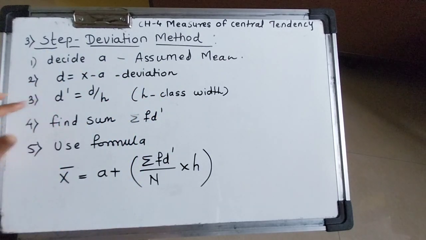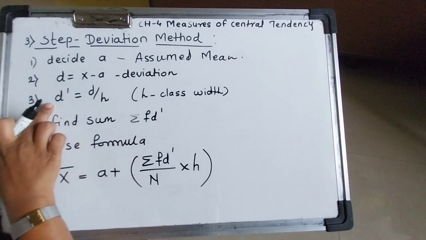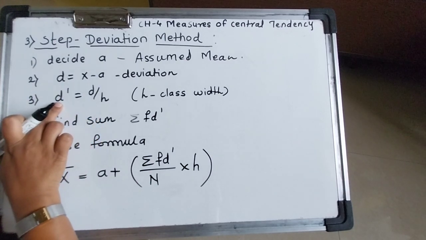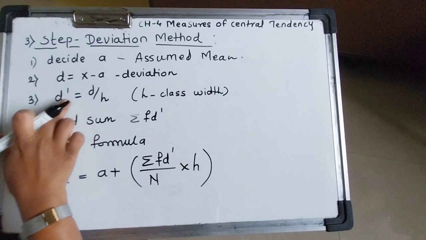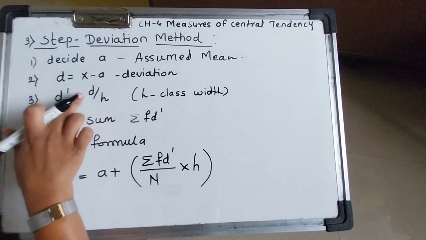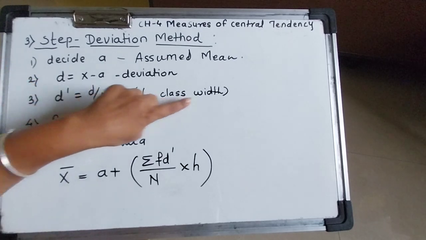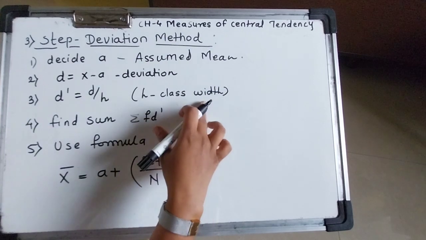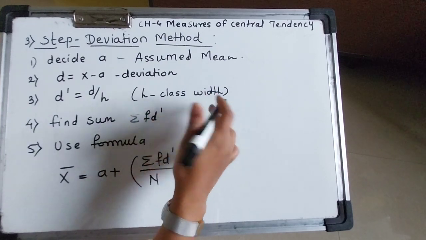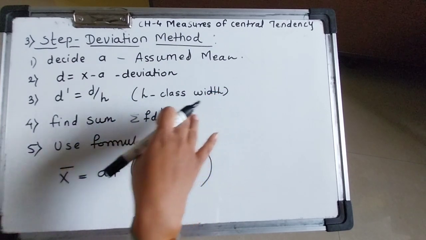Now this is the newly added one, D dash. D dash means step deviation. D dash equals D upon H, where D is the deviation and H is the class width. We already studied the class width.